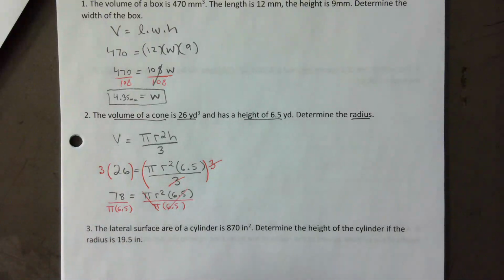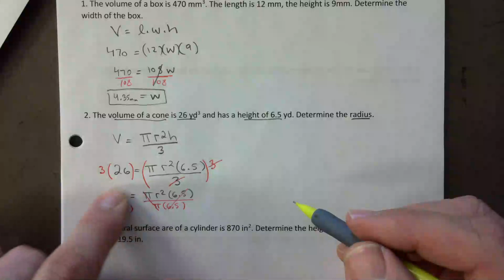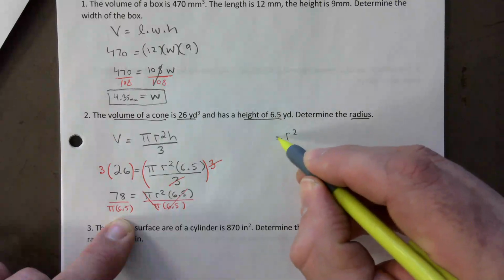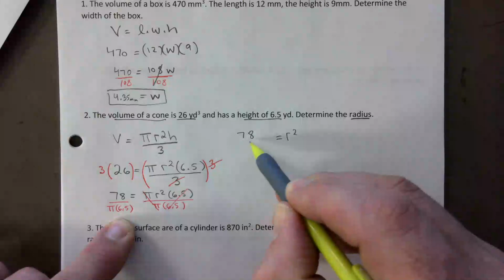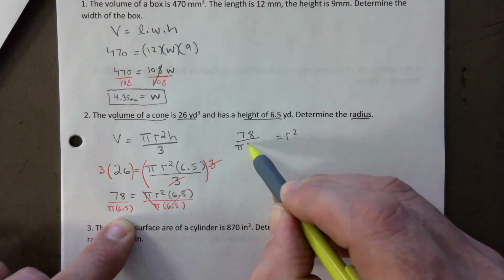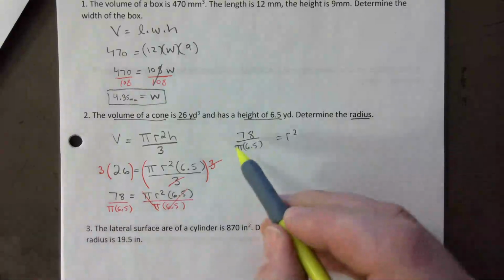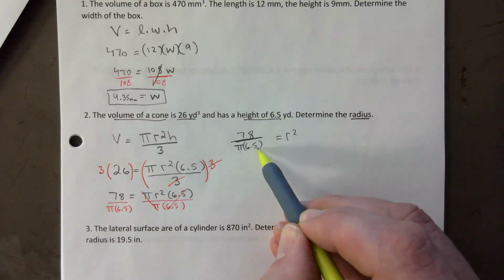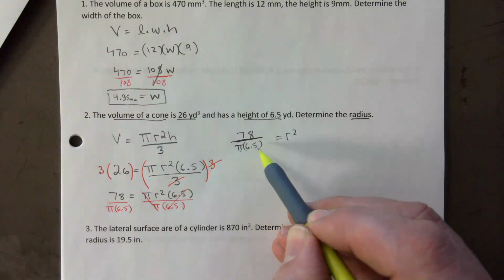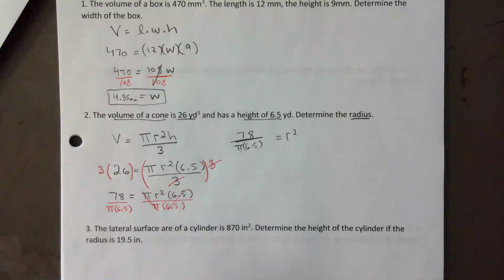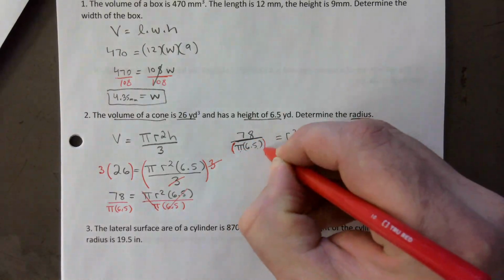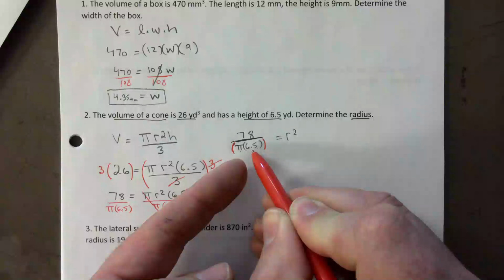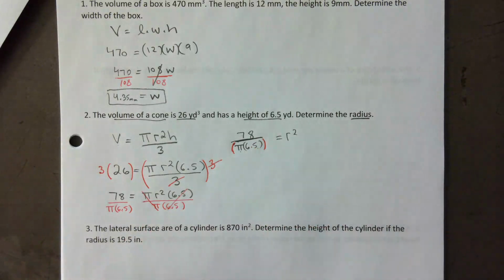On this side, there's a bunch of stuff happening, so you have to be very careful. Grab your calculator, type this in and see what you get. I hope you catch what could potentially go wrong. If you type in 78 divided by pi times 6.5 as is, you're going to get the wrong answer. Especially if something is in the denominator, put pi times 6.5 in brackets so it does that first before dividing. Let's see what we get.